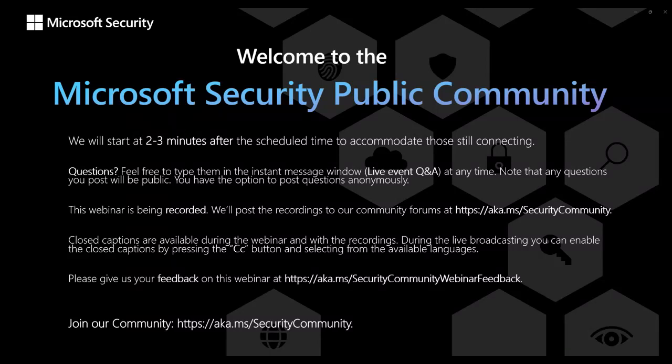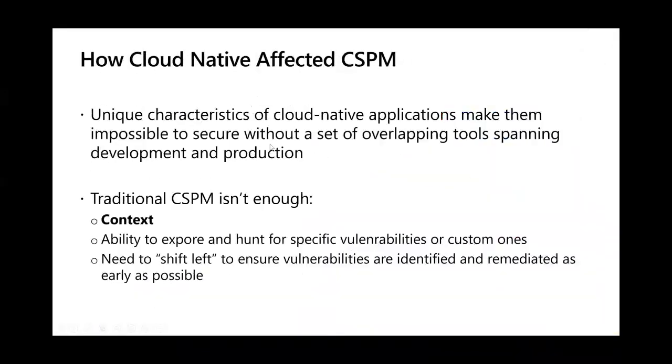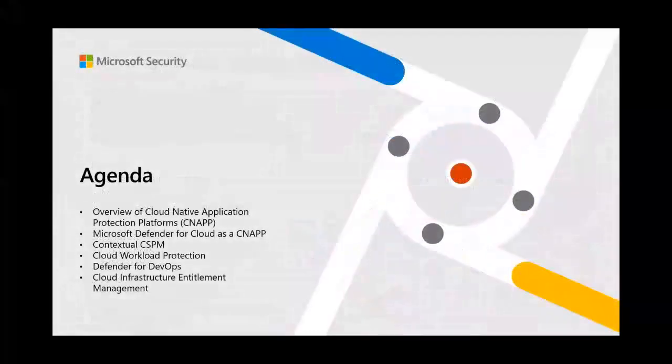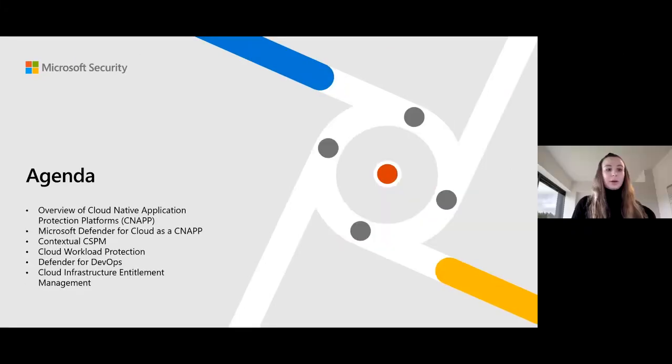protection platform. We will be walking through different sorts of agenda items, starting with what are cloud-native application protection platforms, how is Microsoft Defender for Cloud a cloud-native application protection platform, and with that, we're going to be talking about our contextual CSPM, Cloud Security Posture Management capabilities, Cloud Workload Protection, Defender for DevOps, and Cloud Infrastructure Entitlement Management.